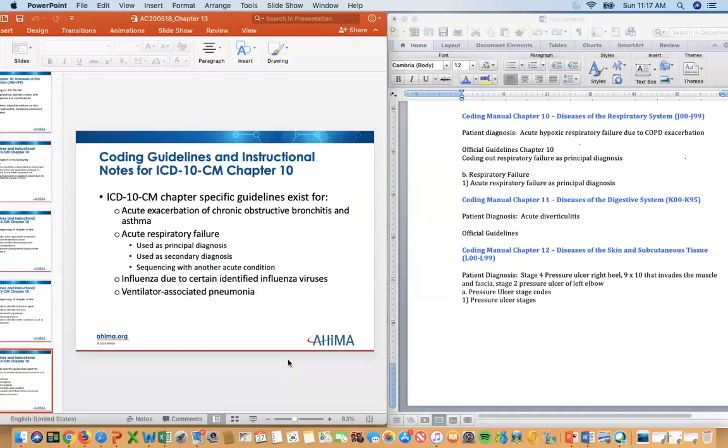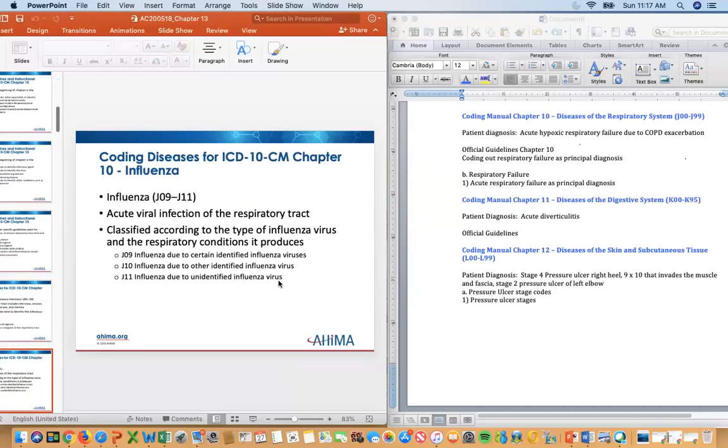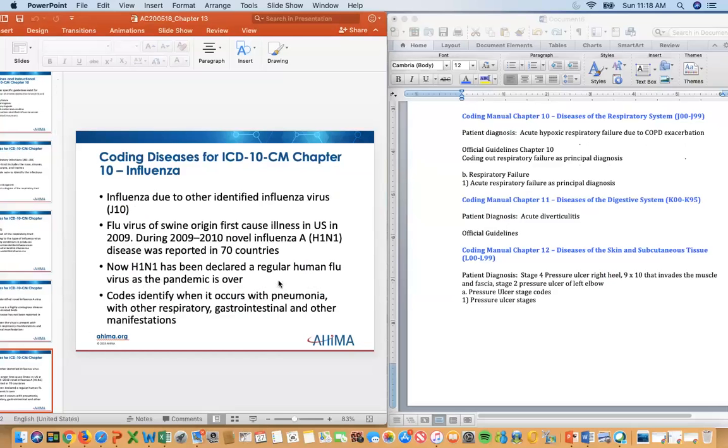All right, so some of the guidelines that will apply, again: acute exacerbation of chronic obstructive bronchitis and asthma, acute respiratory. They talk about influenza and ventilator-associated pneumonia. Also there are guidelines for that. And I'm just going to start making my way through this. Influenza, acute viral infection. This time of the year, or any time of the year, it seems like we're definitely in some of this respiratory, influenza A, influenza B, etc. So you may already know someone that has that. And H1N1 has been declared a regular human flu now as a virus, and the pandemic is over then.